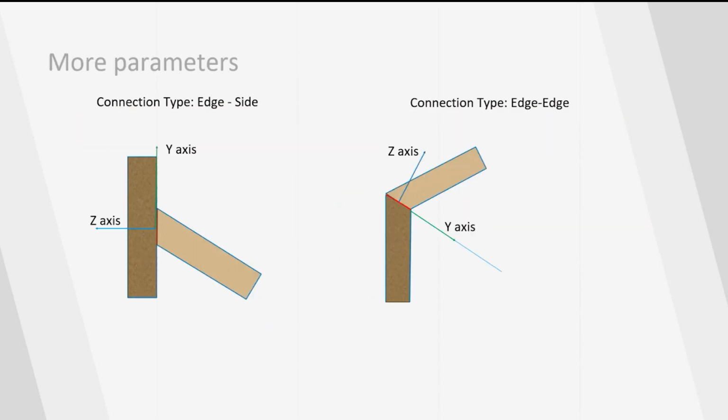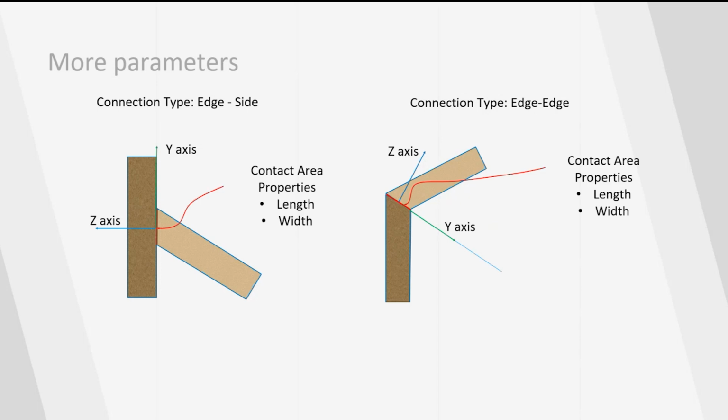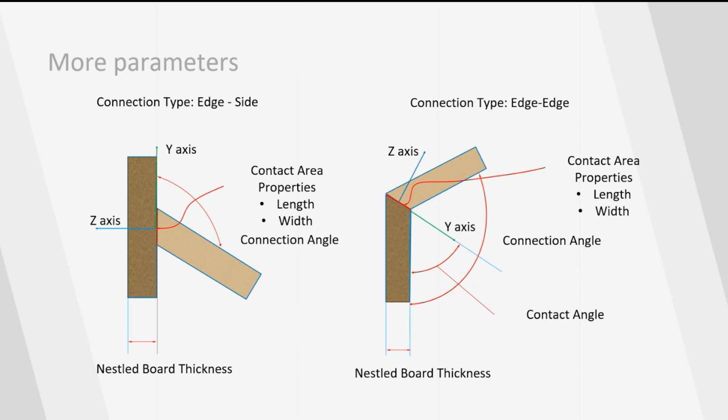Here, I would like to pause and highlight other parameters used and accessible for connections. As you can see, we have two board connections, and right now we have two connection areas, contact areas. So what do we know? We know contact area properties like length and width. Also, we know contact angle, connection angle, and contact angle. Additionally, we know nested board thickness and pillar board thickness, and possibly others in the future, of course, because smart hardware feature is developed rapidly, and it might be that some features will be included in the future.